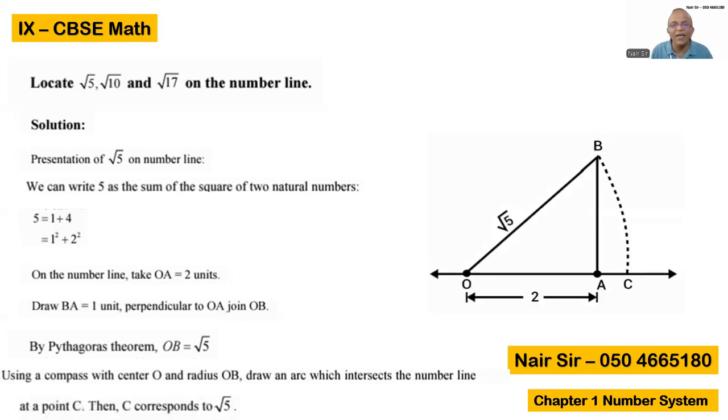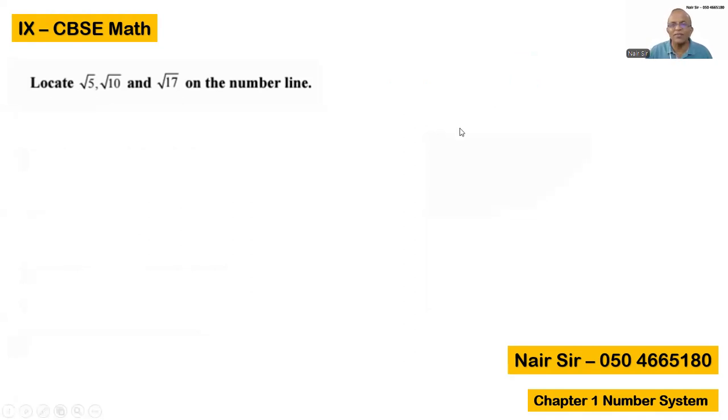This is my 2 units. This is my 1 unit. And when I join from here to here, take a compass, mark it up and get it over here. The length OC is what is √5. Hope you have understood it. Okay. Now let's see the next part.